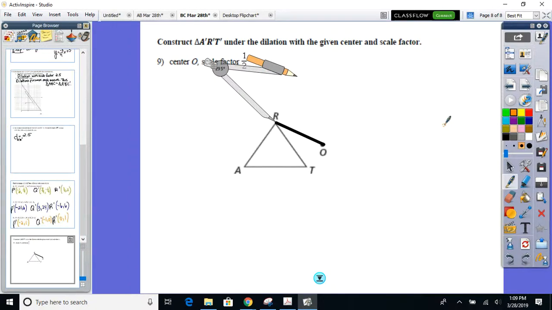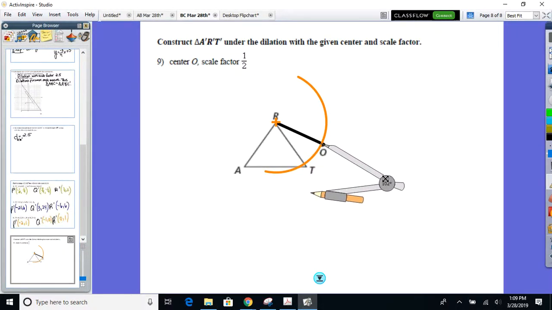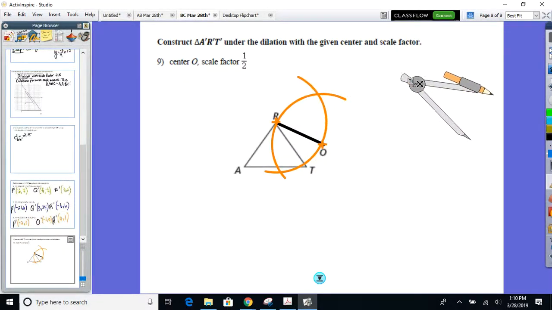Open it up more than halfway. Make a good size arc. Keep your compass open the same. Go to the other end point of the segment. Now I will lend you a little piece of advice here so you don't have all these lines flying around. Do not line up your straight edge and draw the line through. I don't need that line.